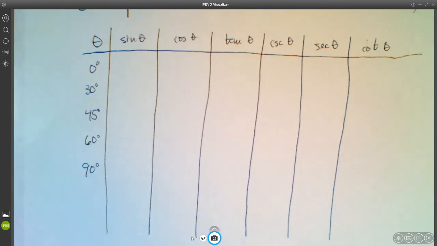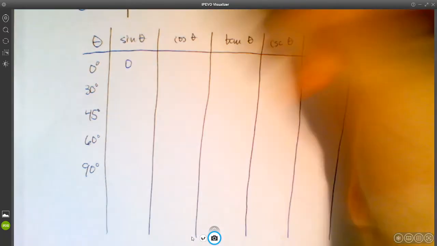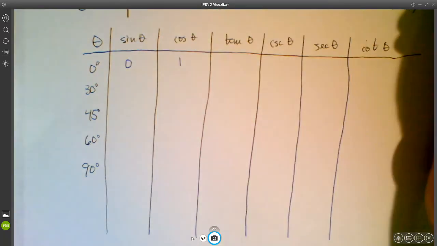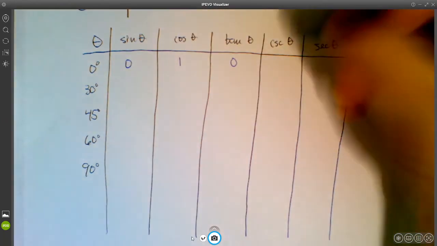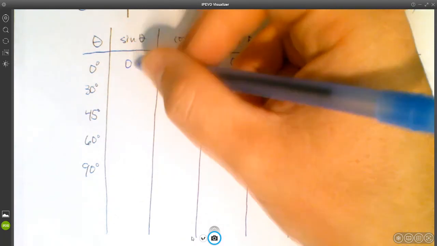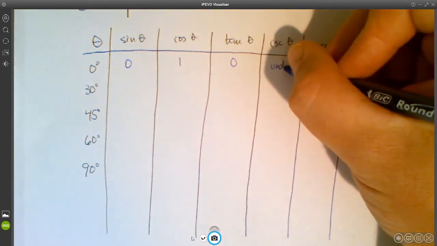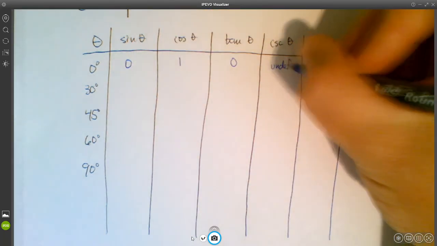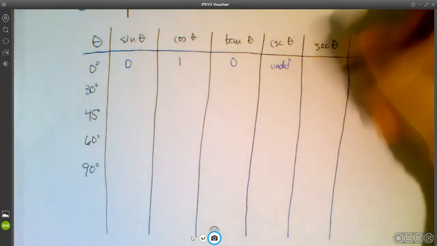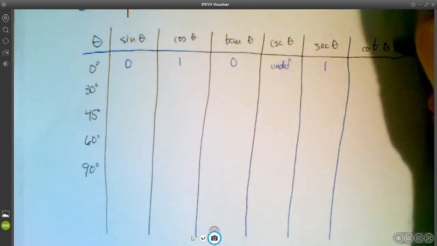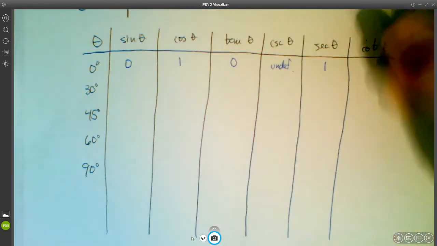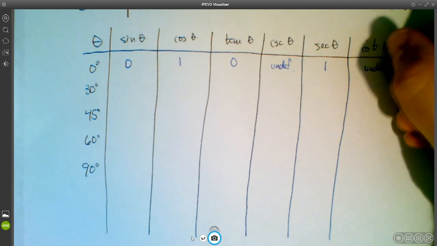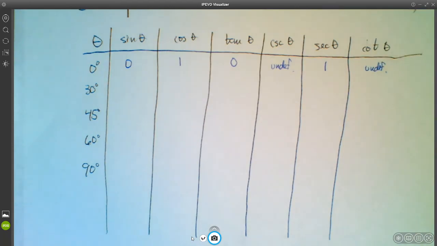Okay. So now here are my solutions. Sine of 0 degrees is 0. Cosine of 0 degrees is 1. Tangent is sine over cosine, so this should be 0. Cosecant is 1 over sine. 1 over 0 would be undefined. Secant is 1 over cosine. And cotangent is 1 over tangent, or it's cosine over sine, however you prefer to think about it. But either way, that's going to be undefined, right? Division by 0 is undefined.